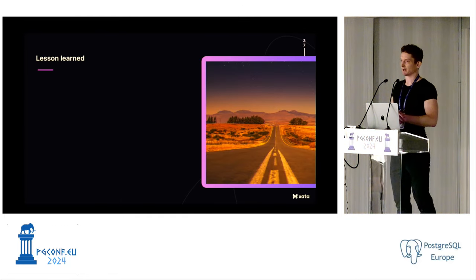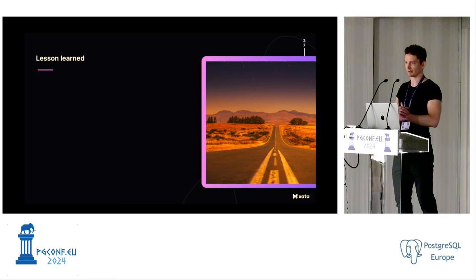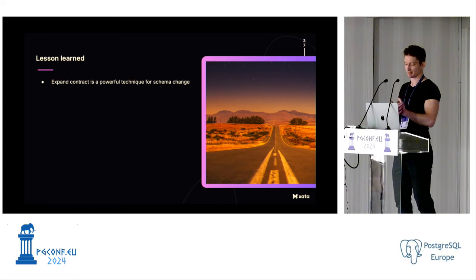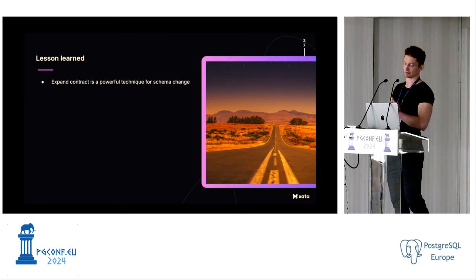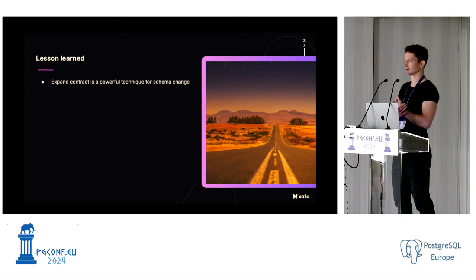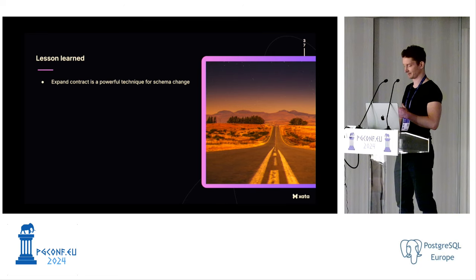Okay, so having spent some time writing a migration tool, we feel like we've learned a few things about the state of migration tools today and some directions for the future. The first lesson was that expand contract is a powerful tool for doing schema changes, but it's difficult to manage manually and puts a lot of burden on the migration authors. We think that tools can help here to make expand contract patterns simpler, easier to use, and therefore more widely applicable to a greater range of different migrations.